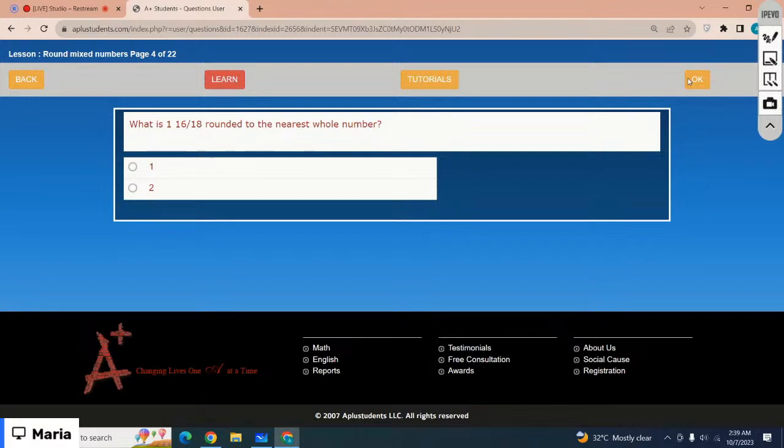One whole 16 over 18. 16 over 18. The figure has total 18 portions and 16 of them are colored, right? That means 16 over 18 is obviously greater than 1 over 2, right? The correct option is 2. It would be rounded off to 2.